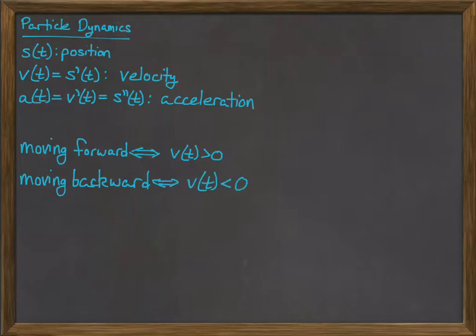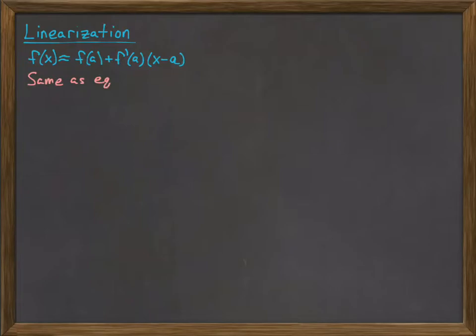A couple more really quick things here. Linearization. The important thing to remember with linearization, you can either memorize the formula, which is f of a plus f prime of a times x minus a, or you can just memorize that this is the same as the equation of a tangent line at point a, the line tangent to the function at point a.